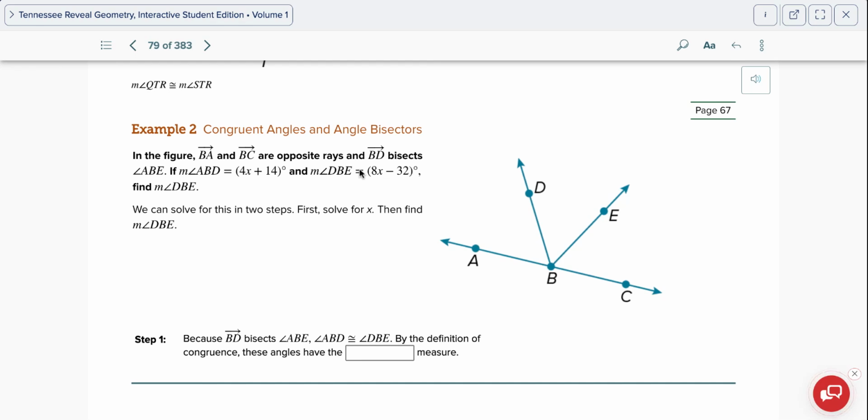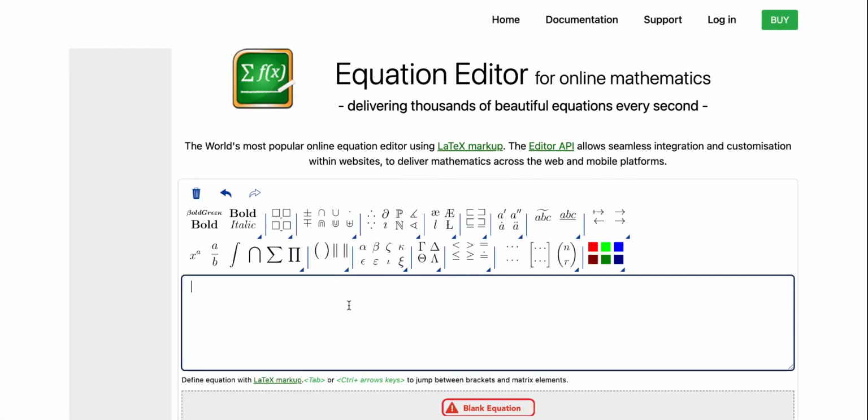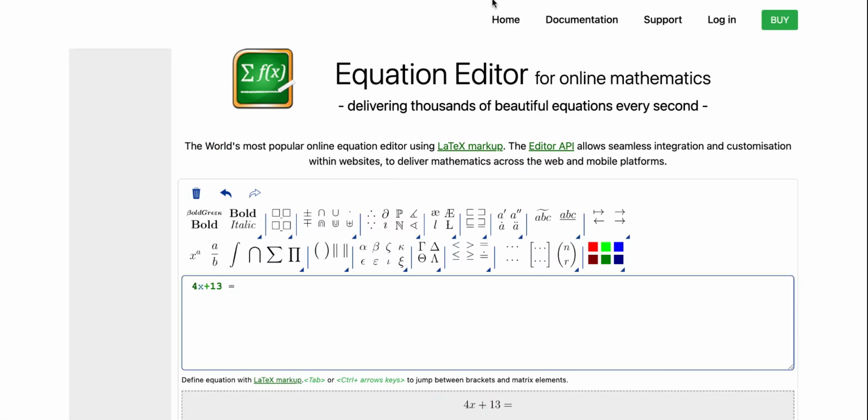So I'm going to pull up another tab because this is where the program is not allowing me to actually solve anything. The firewall is blocking me. I'm going to pull up a tab for equation editor. I'm going to put 4x plus 13 equals 8x minus 32. Now, this is not a great way to show you guys, but it's the only way I got because the firewall is up.